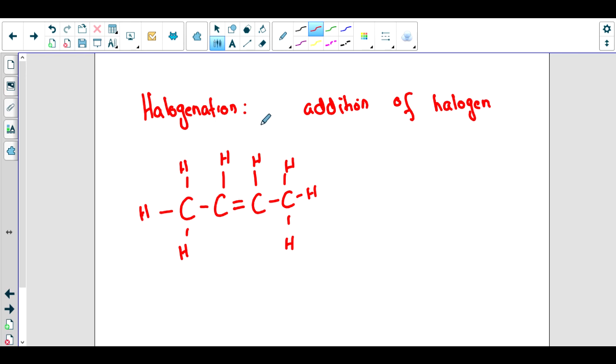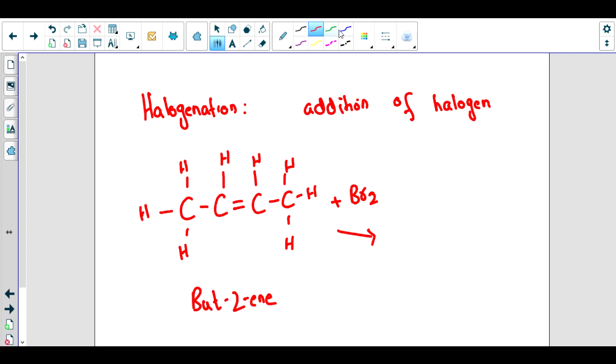Now, addition of halogen. Take a halogen, for example Br2. You can take chlorine, you can take bromine, etc. No problem in that. Now what will happen? Again, you see the double bond. This double bond is the reason behind the addition reaction. The double bond will break and there will be a position here. In that position, we can connect the halogen. This is butene.